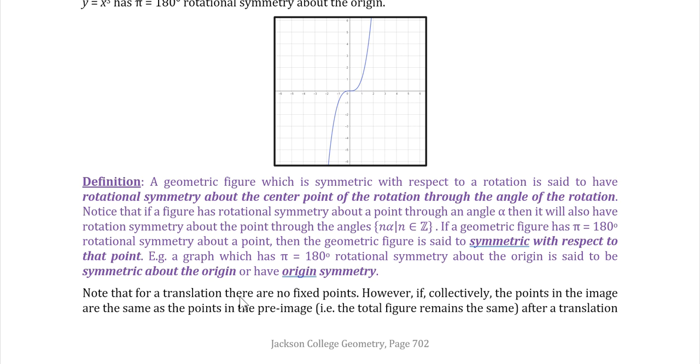If a geometric figure has 180-degree rotational symmetry about a point, then we say the figure is said to be symmetric with respect to that point. A graph which has 180-degree rotational symmetry about the origin is said to be symmetric about the origin or have origin symmetry.